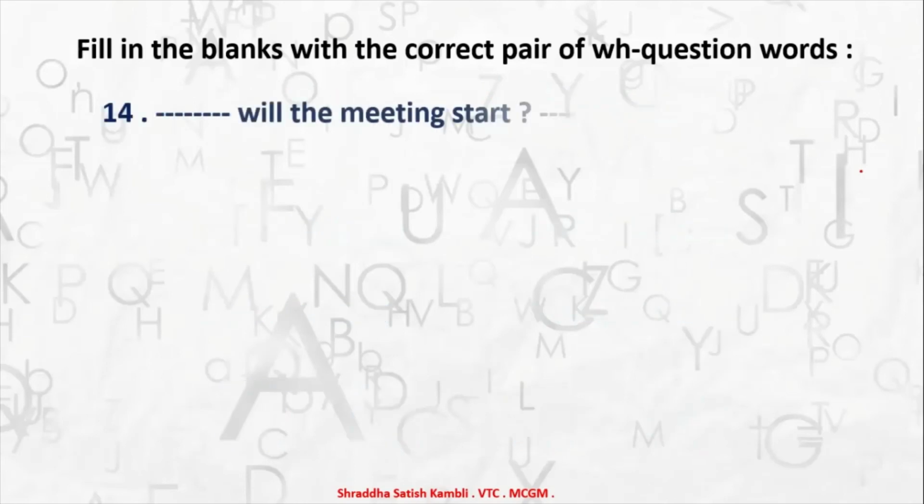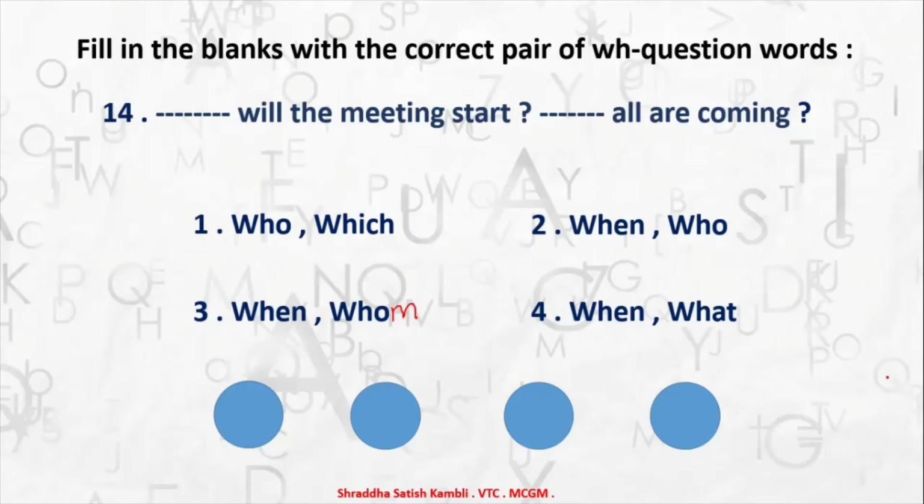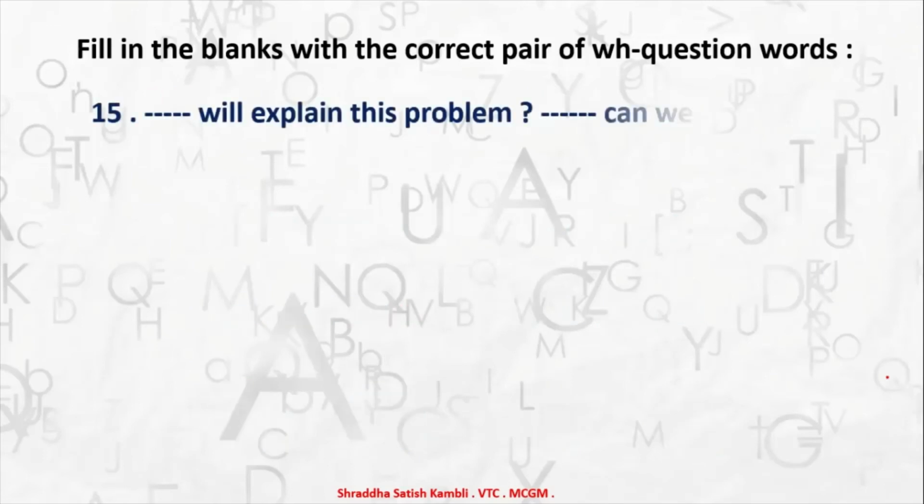Coming to the second last question in this pattern. Dash will the meeting start, dash all are coming. So, who will the meeting start? Which all are coming? When will the meeting start? Who all are coming? When will the meeting start? Whom all are coming? Or when will the meeting start? What all are coming? So, which one is the correct one, children? Yes, it is the second one. When will the meeting start? Who all are coming? Okay, we come to the last example in this pattern.